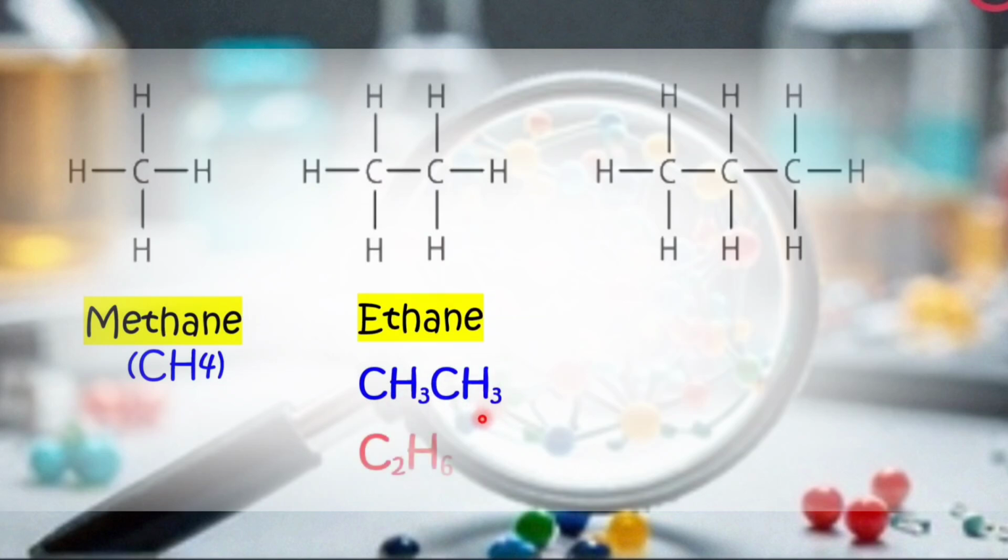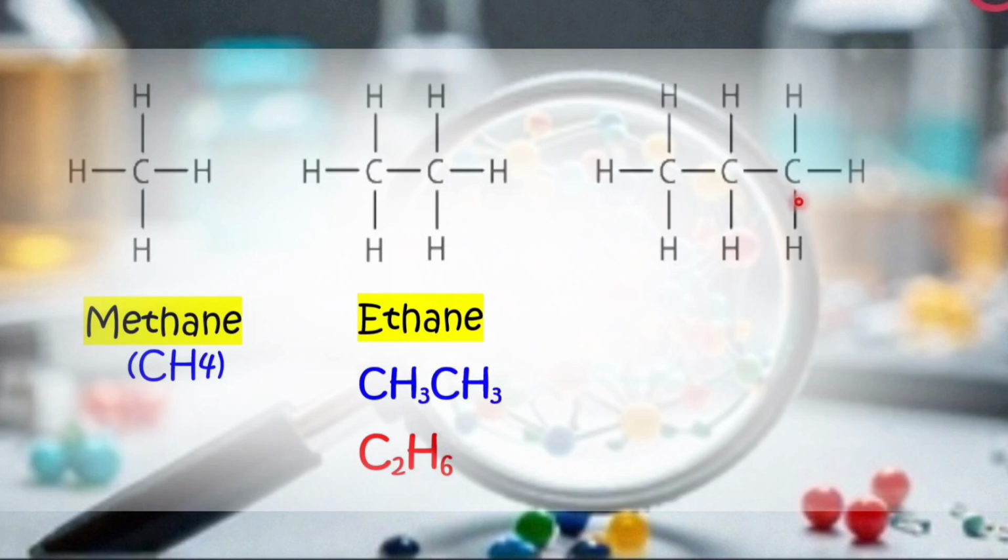The molecular formula will be C2H6. Now this condensed formula is a shorter form of the structural formula, whereas the molecular formula only specifies the type and the number of atoms of each element, but doesn't give any information about the arrangement of the atoms.